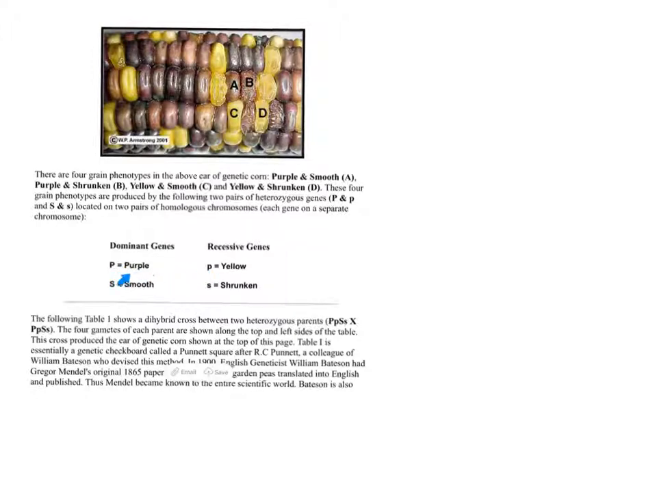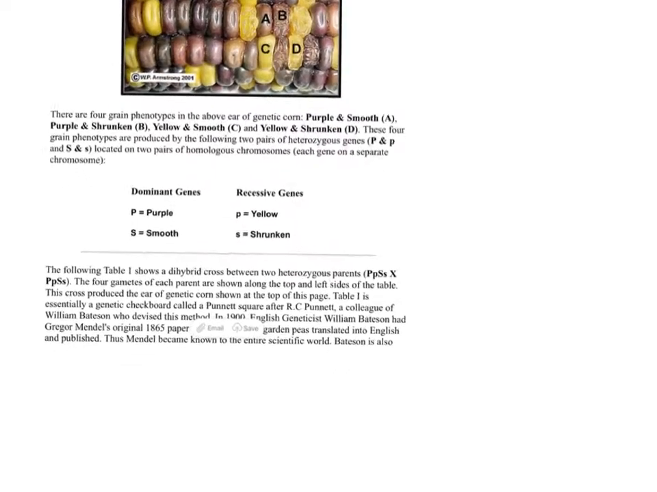That P is for purple, big P is purple, little p is yellow. So how do you get yellow? Two little p's. Thank you very much, excellent. Does everybody understand that? Do you understand that to get the recessive trait, you need two versions of it? If you have a big P and a little p, it's not yellow, it's purple. So smooth is big S, and little s is shrunken. So these are your four characteristics. Obviously, these are the recessive genes, and these are the dominant genes. In order to get the recessive trait, you have to have two copies of the recessive gene. The allele, right? The word allele.